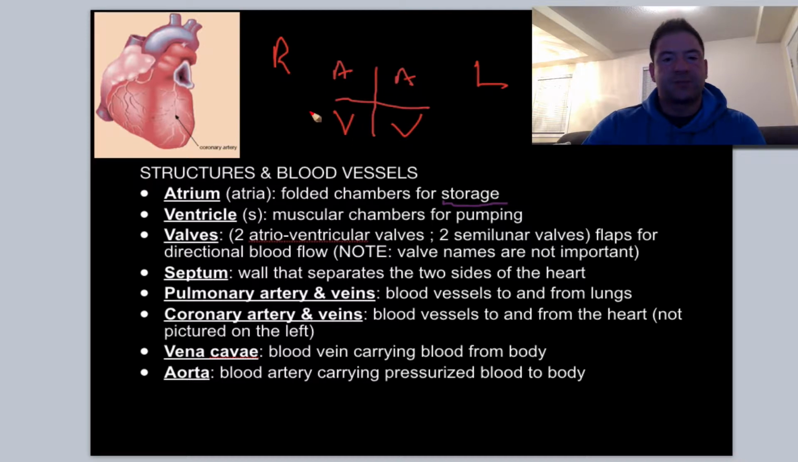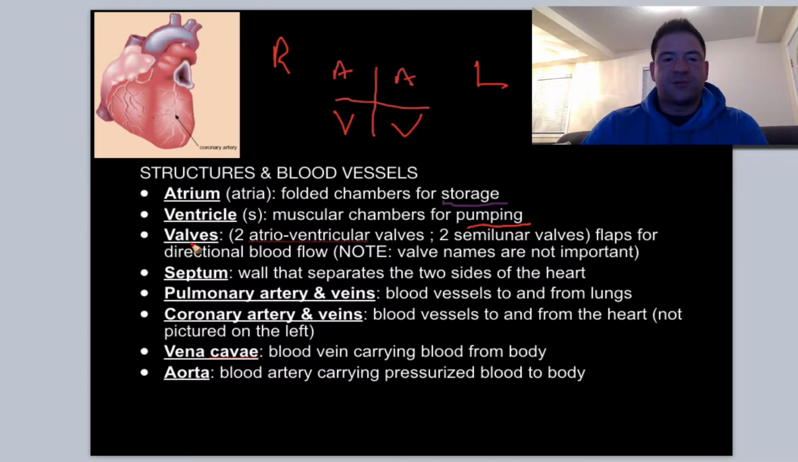Okay, so these are the four chambers of the heart. There's the right side of the heart with an atrium and a ventricle, and the left side with an atrium and a ventricle. The ventricles are muscular chambers and they are used for pumping. They'll be really important. We'll talk about these a little further in other screencasts.